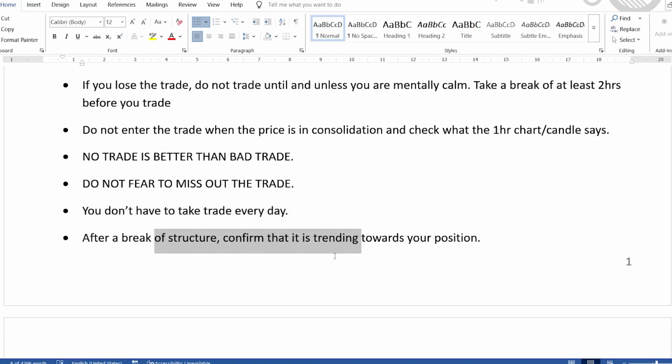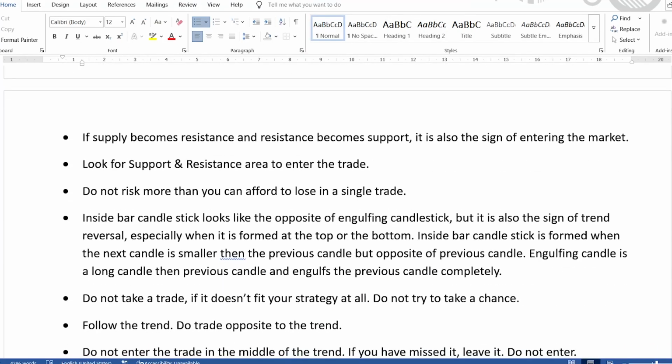After a break of structure, confirm that it is trending towards the position. This is not break of structure, this is change of character. So if there is a change of character, then confirm that it is trending towards the position. To confirm that, check the higher time frame, check the lower time frame, check the trend of the market. What was the higher time frame candle says about the market? Those things you need to check.